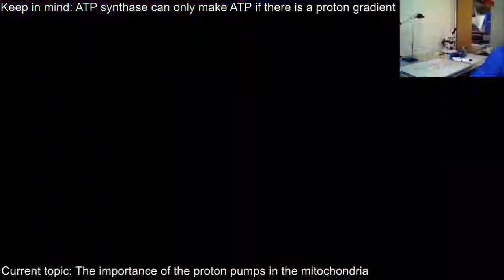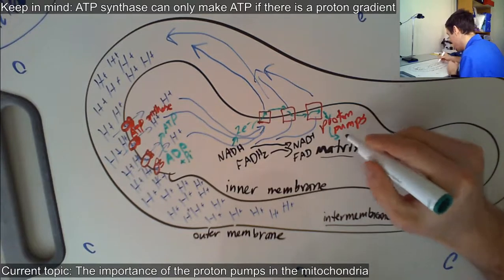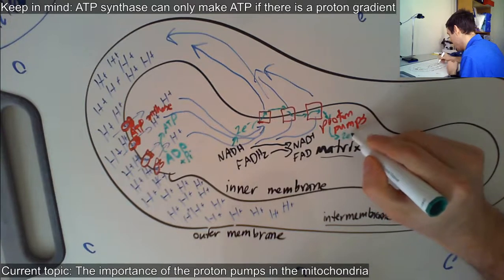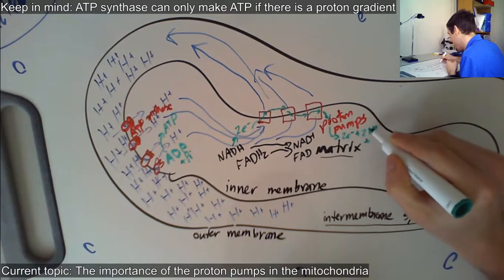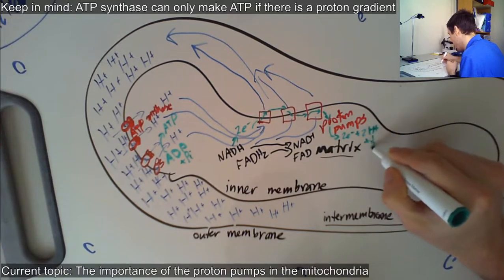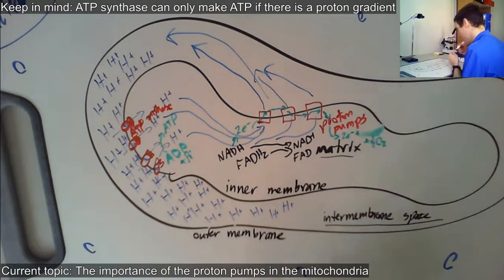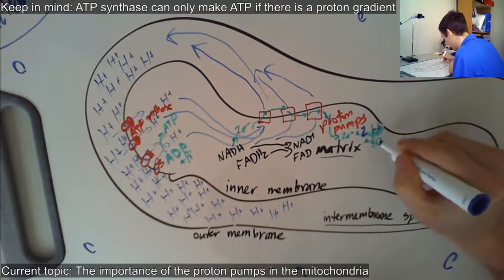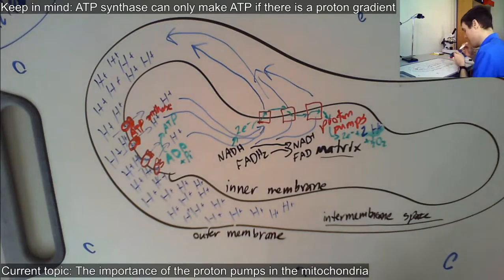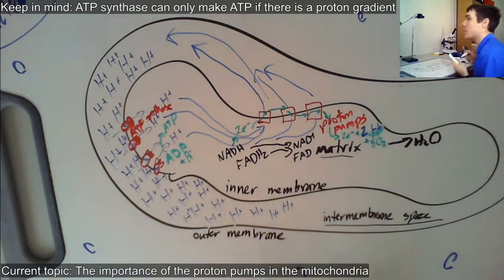So jumping back to this guy, here the electrons are going to attach to oxygen. So the 2 electrons plus 2 H plus plus half an O2, that H plus should be in blue, because I've been using H plus in blue too. And that becomes water. And the water is going to leave.